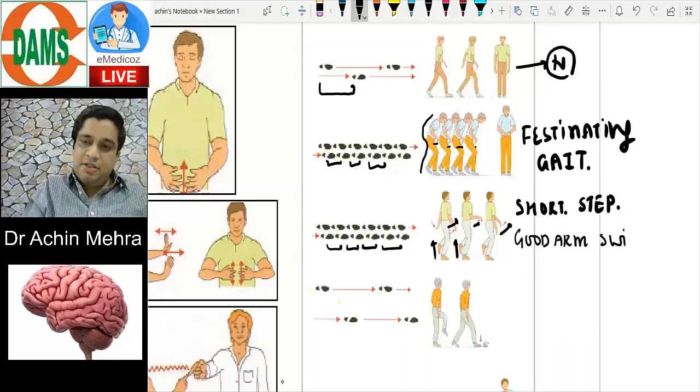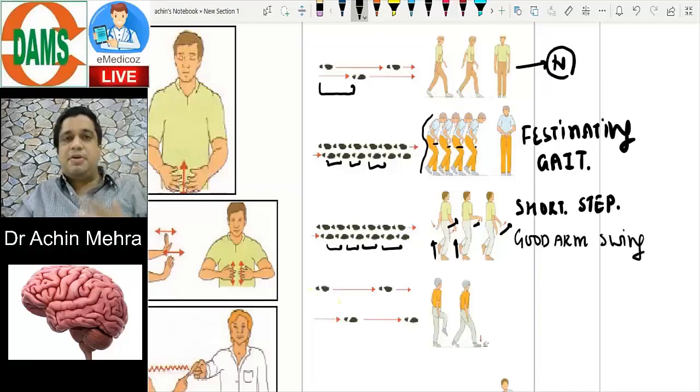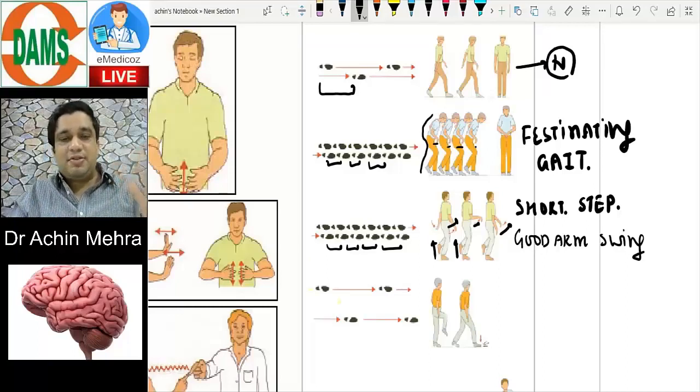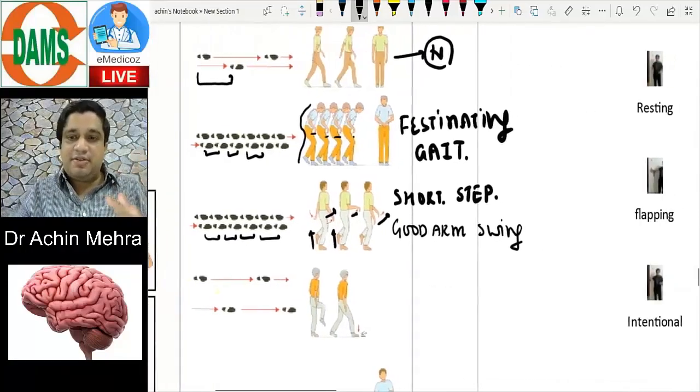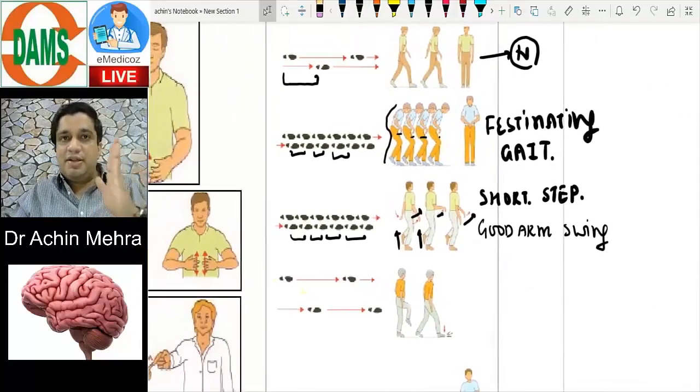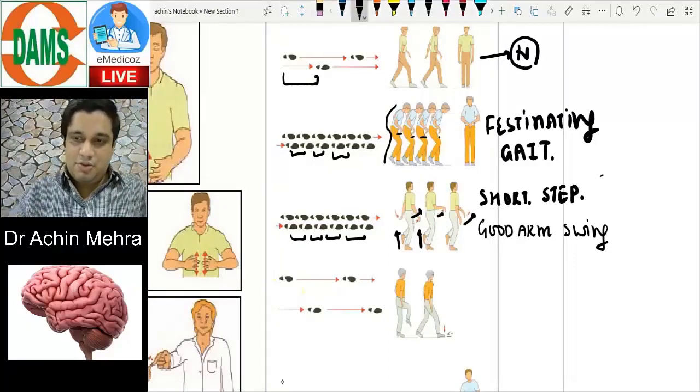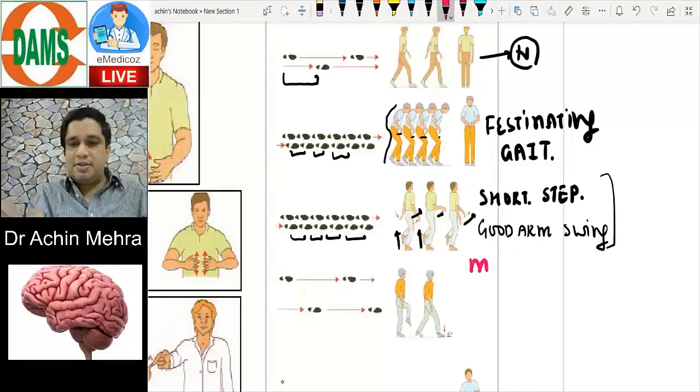You know, if you've seen soldiers on a march past when they are in a parade, they walk exactly like this. They don't take the steps too much far away. They take shorter steps, and most important, when they move, they swing the arms very well. Okay, so this is known in French terminology as a marche à petits pas.